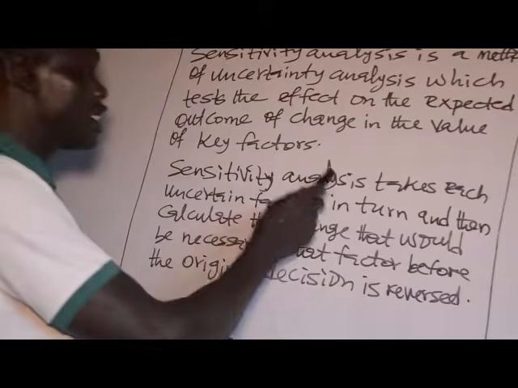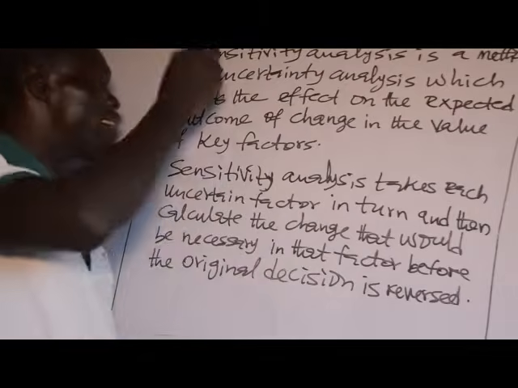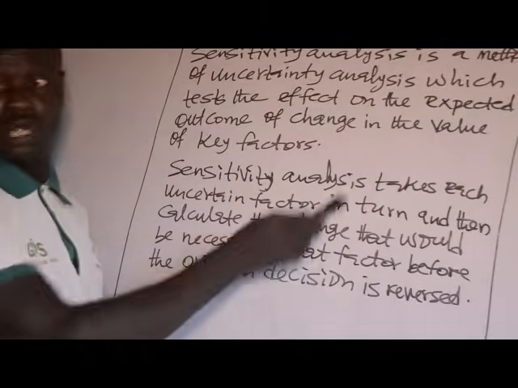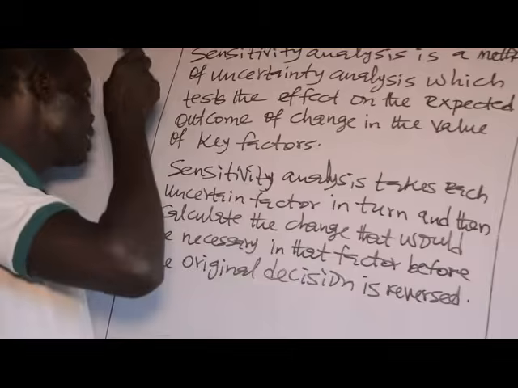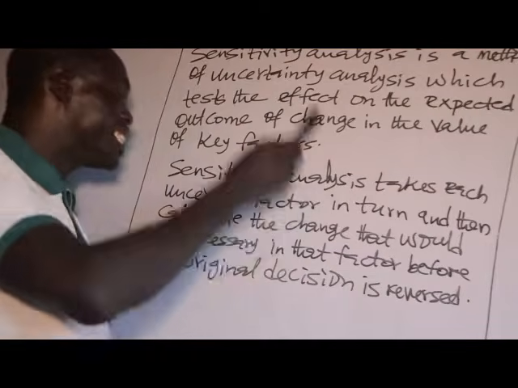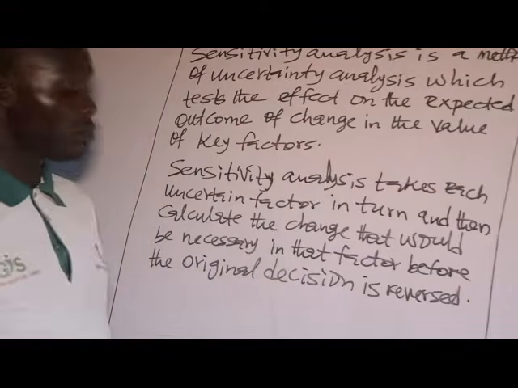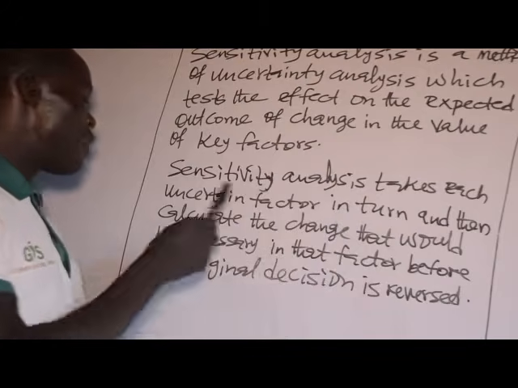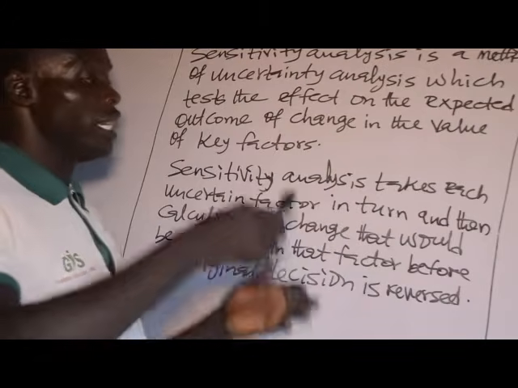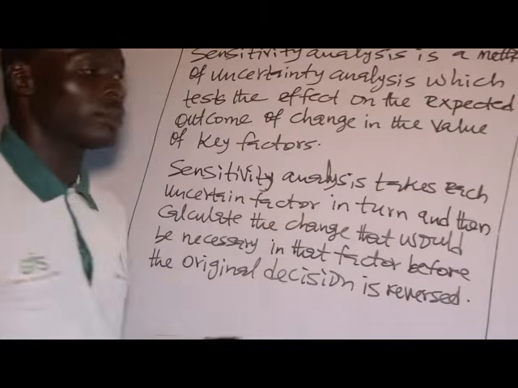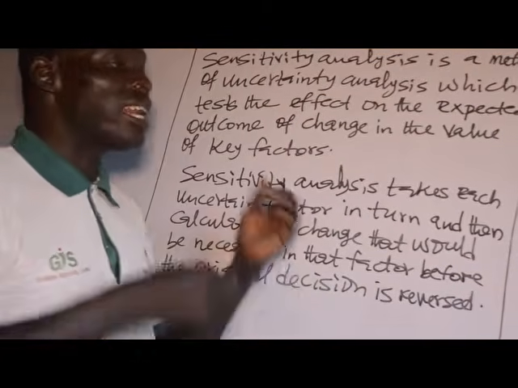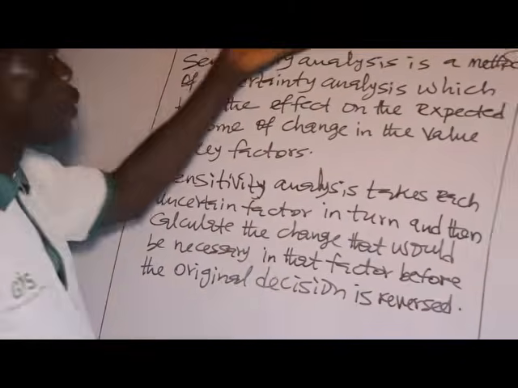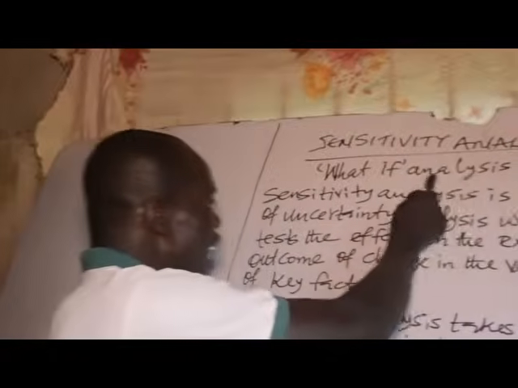Sensitivity analysis takes each uncertain factor in turn and then calculates the change that will be necessary in that factor before the original decision is reversed. Sensitivity analysis can also be called what if analysis.